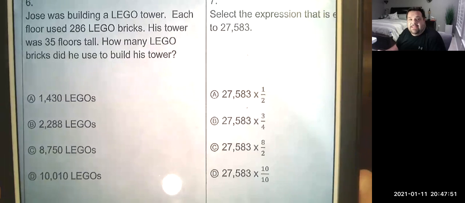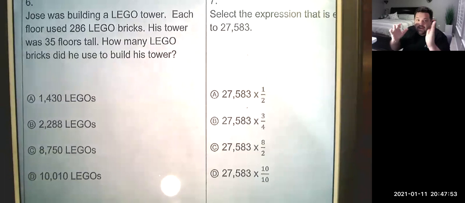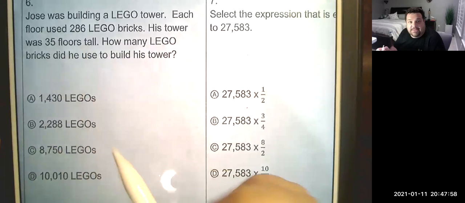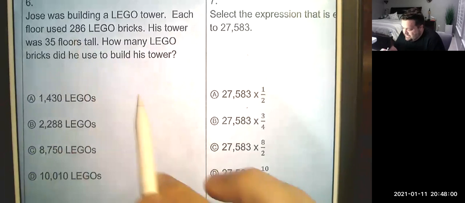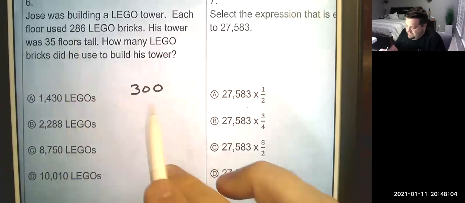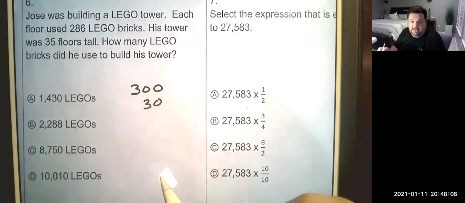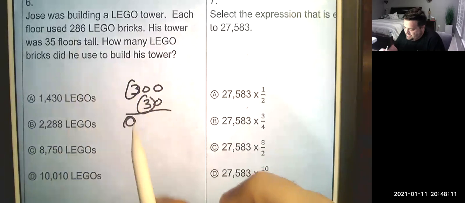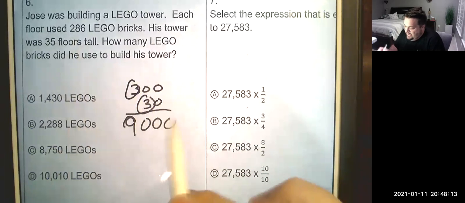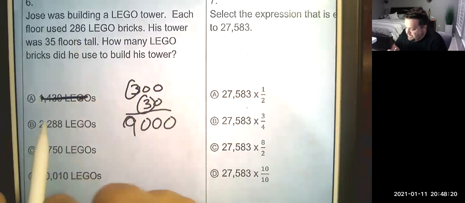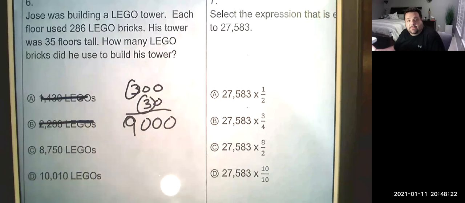And we're working on test taking strategies. So start to think about your answers, right? I just quickly like to eliminate ones that don't make sense. So 386 Legos is kind of close to 300, right? And 35 floors is kind of close to 30 floors, right? So if I multiply just the 3 and the 3 here, add in my zeros, I know the answer's got to be somewhere close to 9,000, right? Ballpark. So I already know immediately that these two don't make sense.